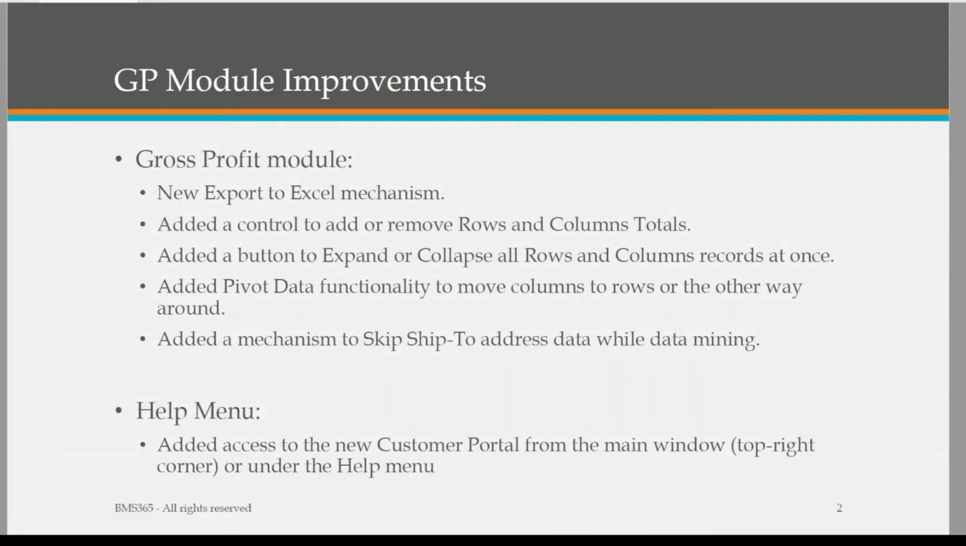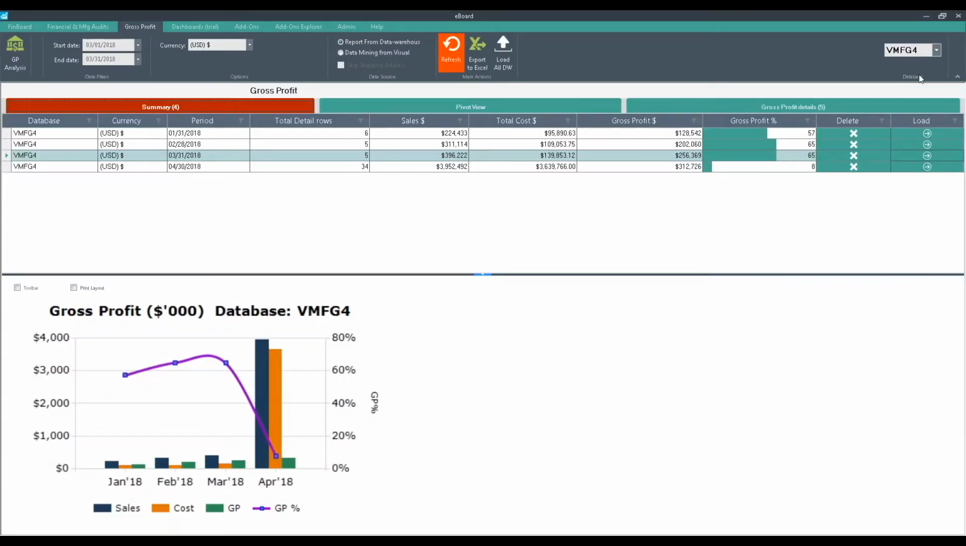Today we're going to review the new gross profit app updates. Here is a list of improvements that we're going to check in action in a few minutes: enhanced export to Excel layout, add or remove rows and column totals buttons, new pivot data feature, new logic to skip the mining of ship to addresses, improvements to the help menu as well.